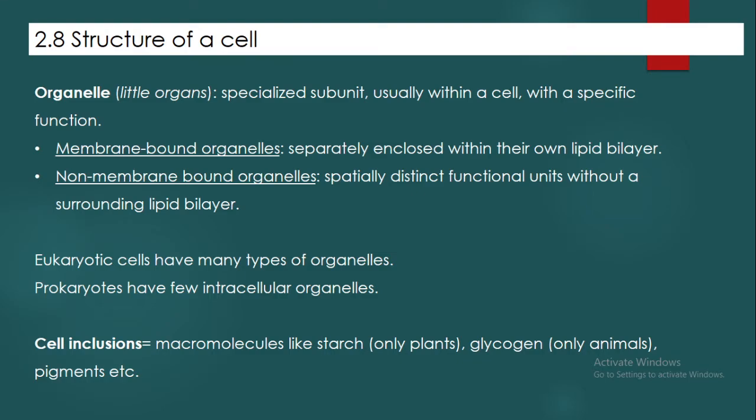Organelles are little organs, specialized subunits usually within a cell with a specific function. So they are specialized subunits. If the cell is a unit of life, a cell organelle is a subunit. There are two types of organelles: one is the membrane bound organelles and the other is the non membrane bound organelles.